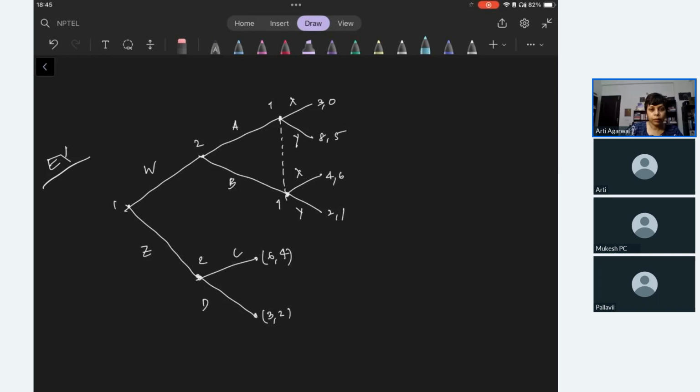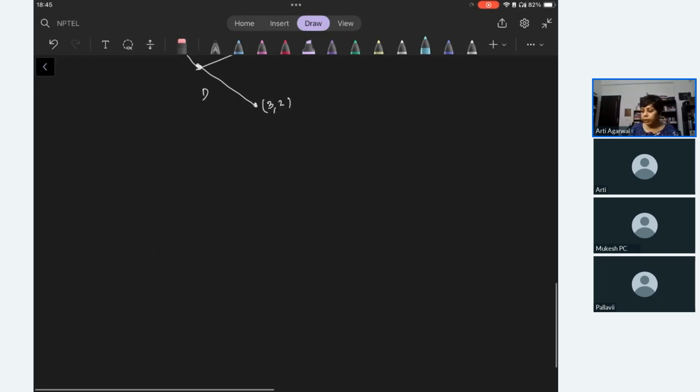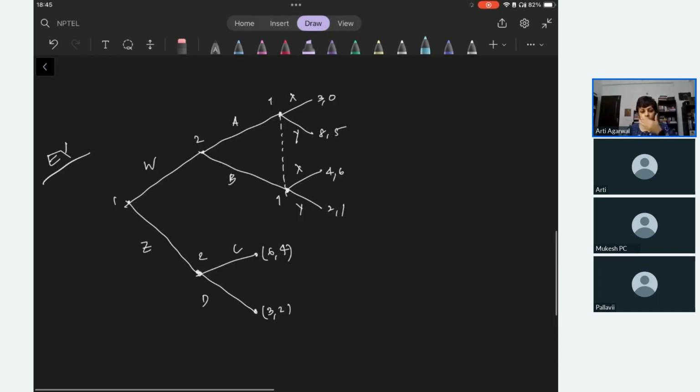So let's write down the strategies in the normal form game first. And it's important to note that we cannot solve this question with just simple backward induction, because there is imperfect information. We don't know which node player one is on. Is he on the node after strategy A, or is he on the node after strategy B?